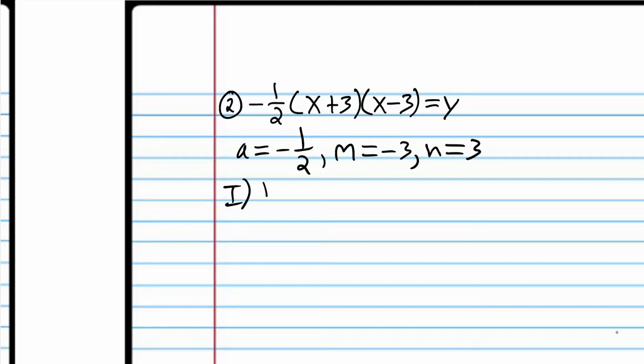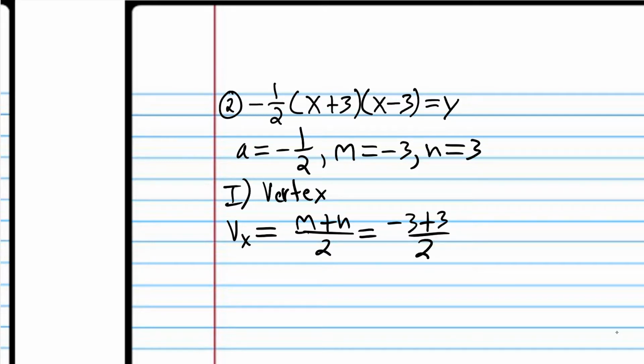And step 1, we're going to find the vertex, so I'm going to label that vertex. And remember, to find the x value of the vertex, we use that old familiar formula when we're in intercept form. So we have -3 + 3 over 2, which of course would just equal 0. And to find the y value of the vertex, we're just going to plug in the x value of the vertex into the original expression.